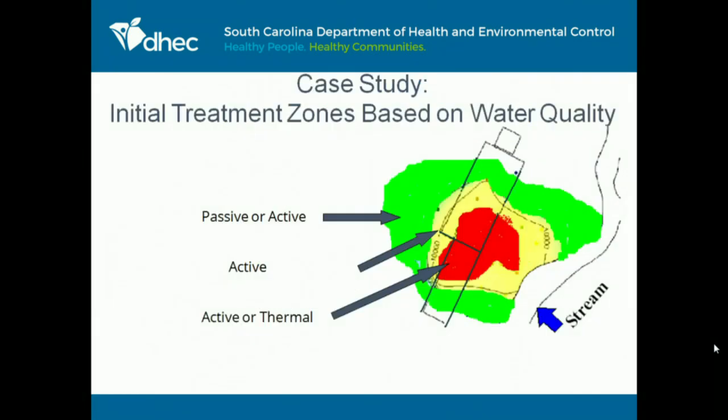So this is going to be our initial treatment zones based on water quality, where the high concentrations are going to be active remedies or thermal remedies, which is the red area of that plume. The yellow is going to be active, and the green can be passive or active depending on your type of receptors. And with that, we're going to have another 5-minute break, but I will take any questions at this point.